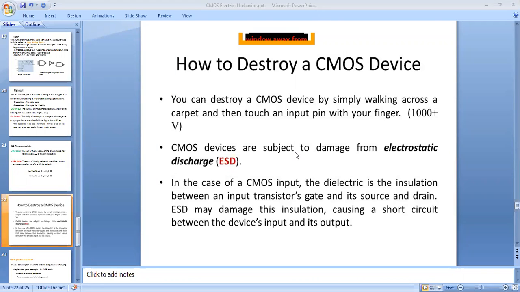Otherwise, in latch-up we apply another circuit. Suppose at the input of CMOS we have another TTL circuit, and we connect another power supply to that TTL circuit. If we connect another power supply to that TTL circuit, in that situation also our CMOS is destroyed.